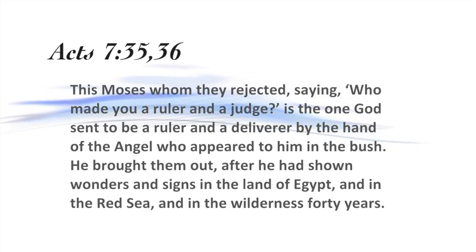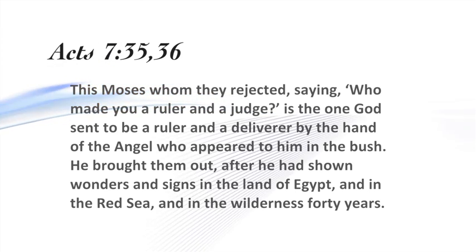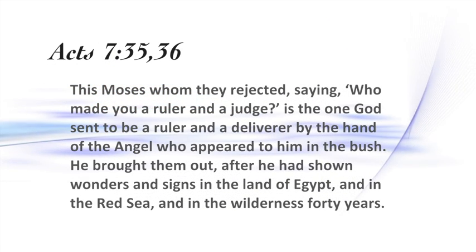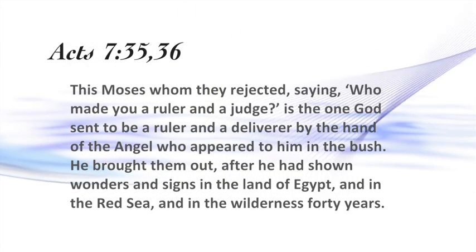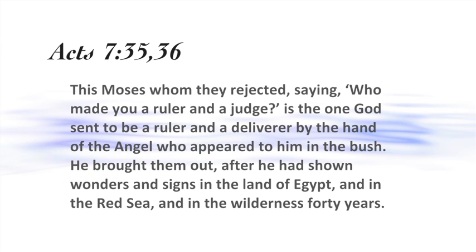The one who was initially rejected by Israel in his first coming to deliver them is the same one who was sent by God to save them in his second coming. But this time they accepted him as their deliverer and ruler. And now Stephen makes this very point. He says, this Moses, whom Israel rejected when he was 40, saying, who made you a ruler and a judge, is the very same one that God sent to be ruler and deliverer by the hand of the angel who appeared to him in the bush, that is, when he was aged 80.